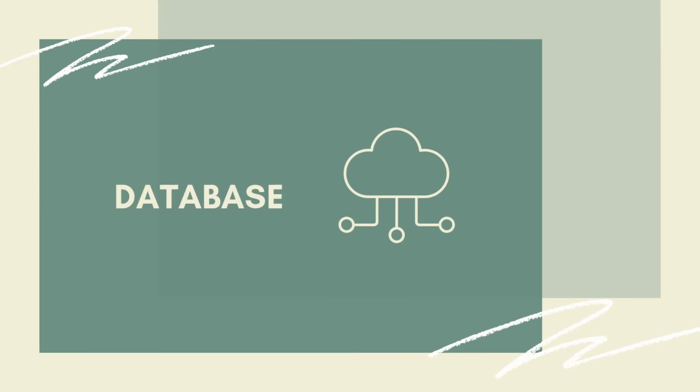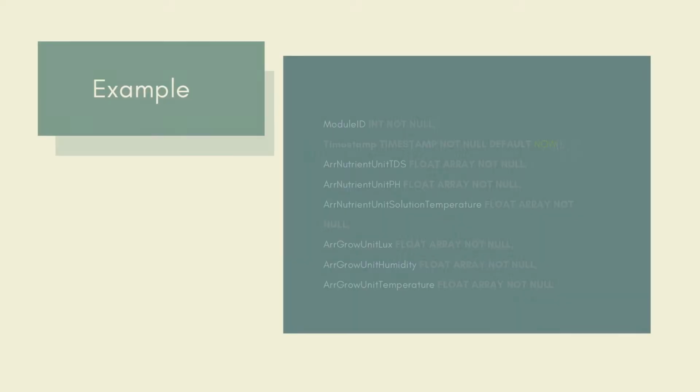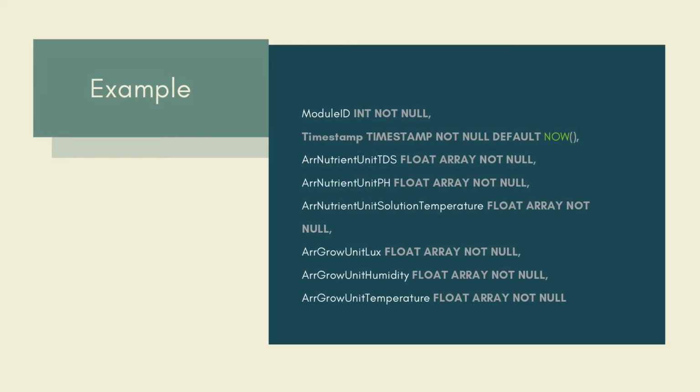For our database, let's start with the ER diagram. There have been many changes to our system's database structure during the course of development. Initially, we tried to normalize as many of the tables as possible. However, given the way the system works with the front-end and IoT elements, some tables had to remain unnormalized. For example, the sensor data table is one of our unnormalized tables. The multi-valued attributes are the ones storing the sensor data. This is because a single module can have multiple nutrient units and grow units, making the length of each record vary from module to module.